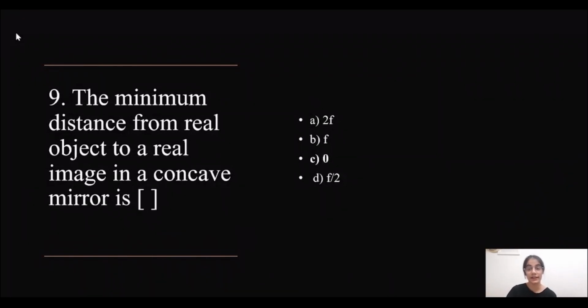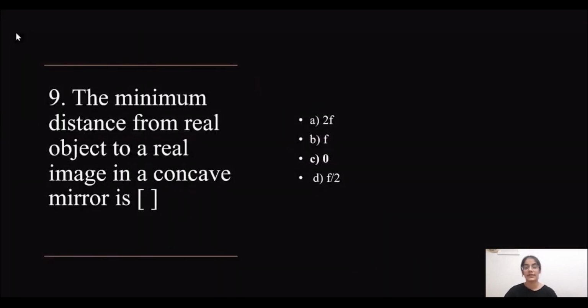We have seen so many positions of where the object is placed and where the image is formed. We know that an object placed at the center of curvature forms an image directly at the center of curvature. So the distance between the foot of the image and foot of the object is actually 0. Hence the minimum distance for a real object from a real image in a concave mirror is 0.